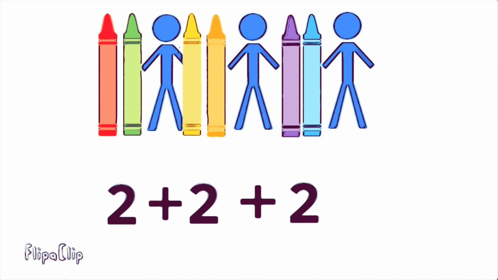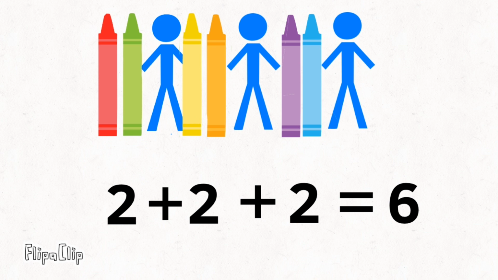Another way to think about division is addition. If we think about 2 plus 2 plus 2 equals 6, that means 6 has been divided 3 times into groups of 2. 6 divided by 3 equals 2.